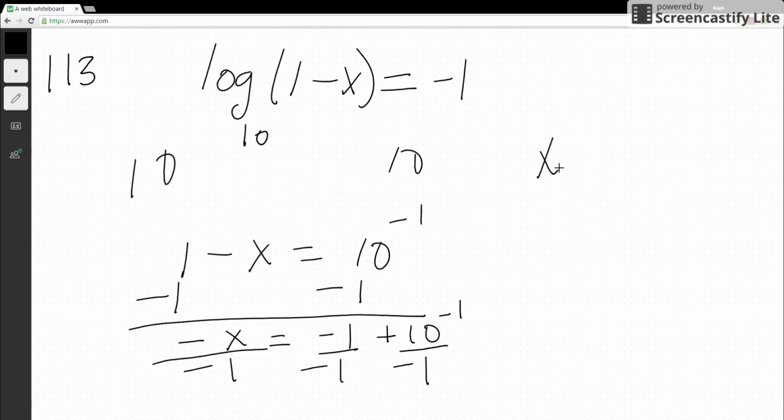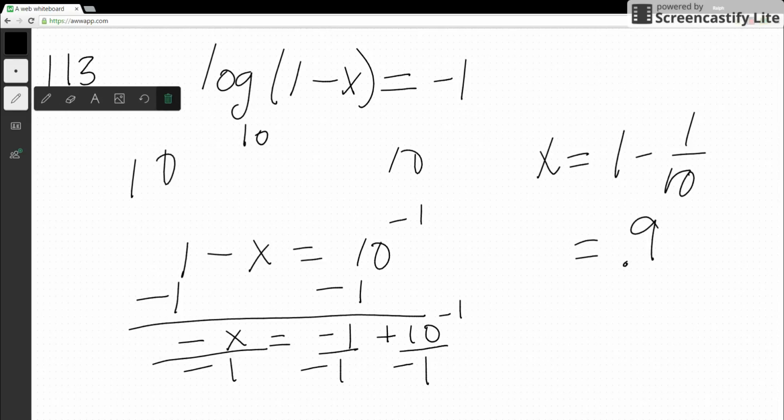And coming over here, x would equal something like positive 1 minus 1 over 10. Punch that in my calculator. I should get about 0.9.